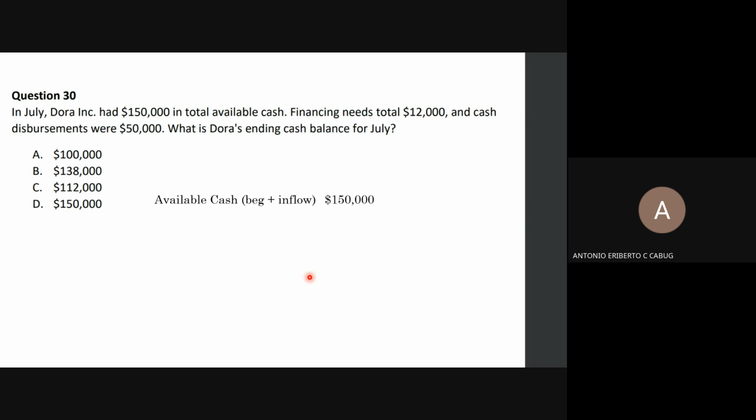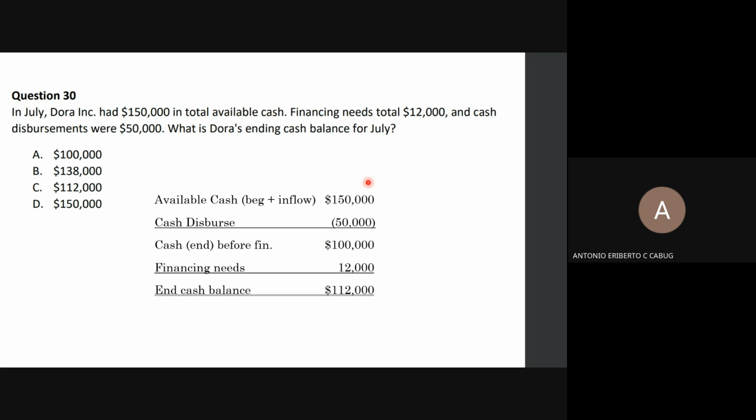So your cash available is your beginning plus the inflow, which in this case is 150K. Cash disbursement is accordingly 50,000. So your cash ending before the financing needed is 100K. So accordingly, you will need to add 12,000. So if we add 12,000 after all is said and done, we are targeting a cash ending of $112,000. So the correct answer here is letter C.